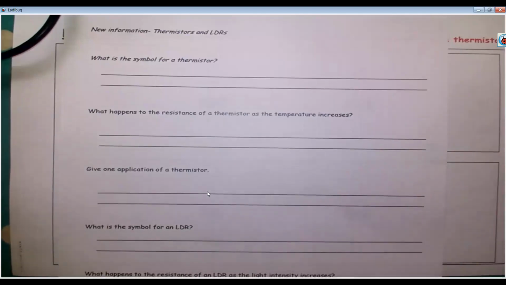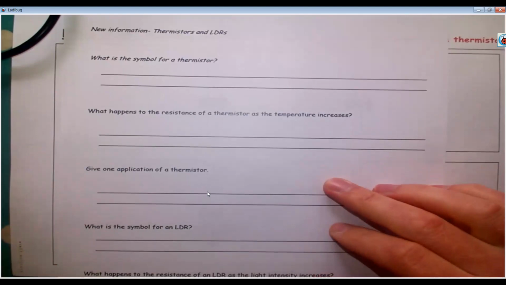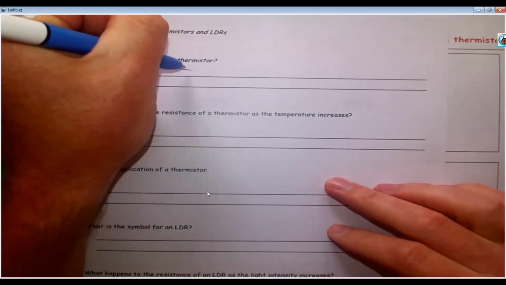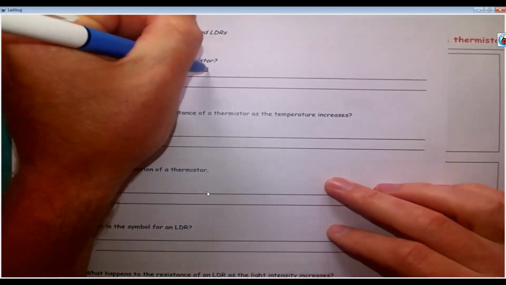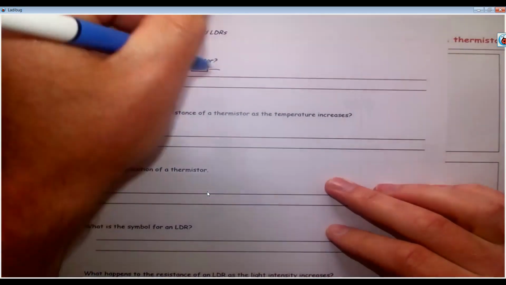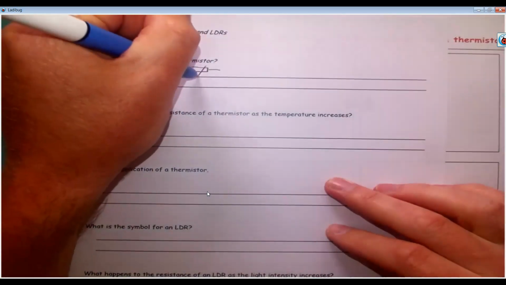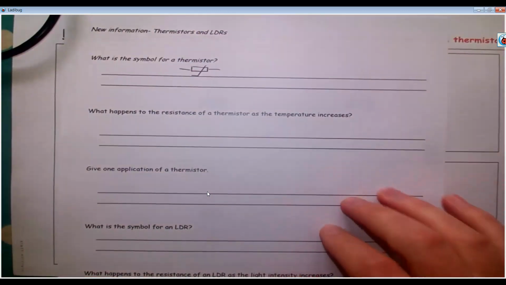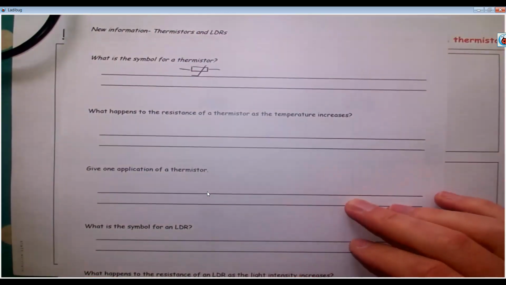So what is the symbol for a thermistor? We've got the symbol for a resistor, and then we've got what looks like a back to front tick going through it. So that's the symbol for a thermistor. So what happens to the resistance of a thermistor as the temperature increases?